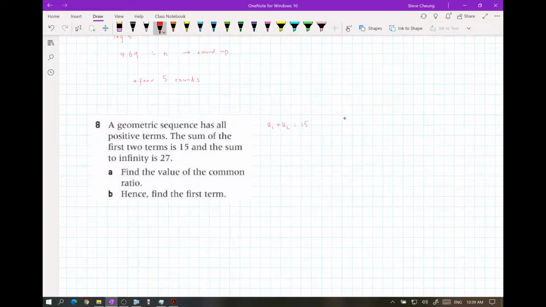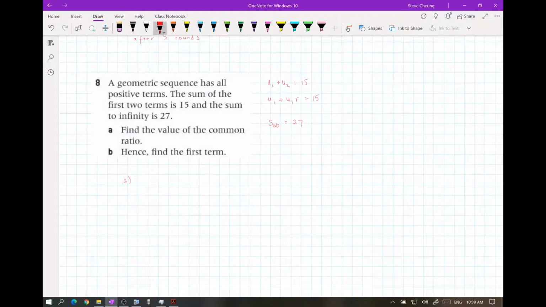But I can also write this as u1 plus u1r. So I'm just going to write everything in terms of the first term and the common ratio. And the sum to infinity is 27. So these are our information. Find the value of the common ratio. So let's just start with an expression for the sum. We have u1 over 1 minus r.